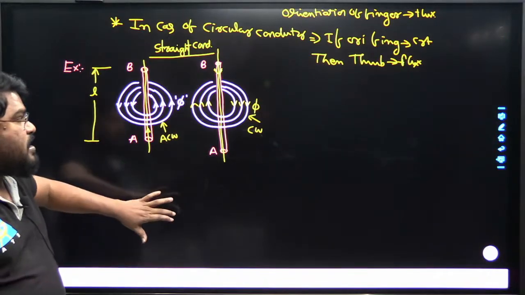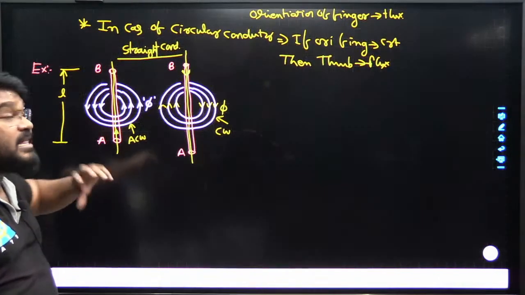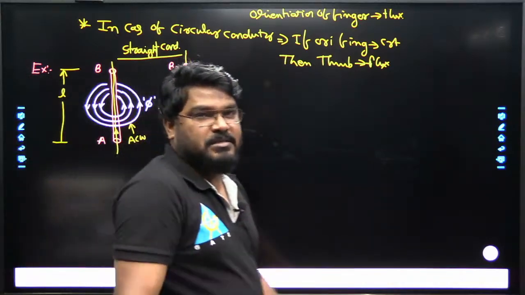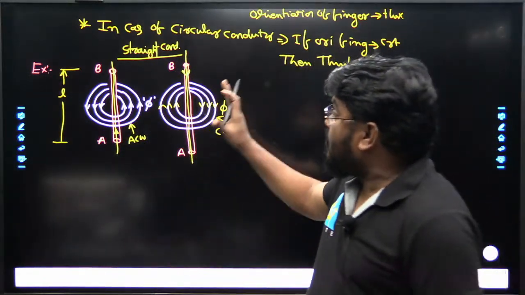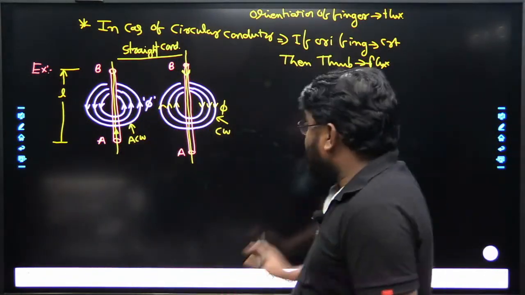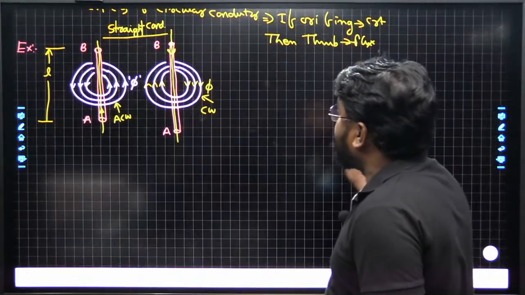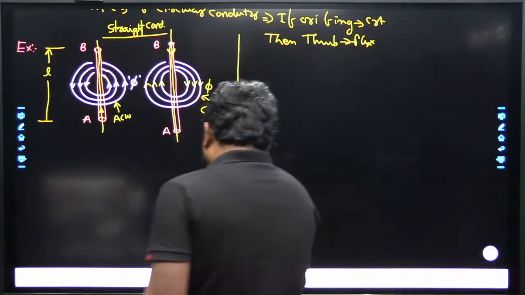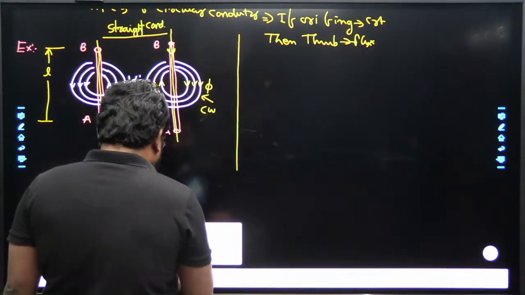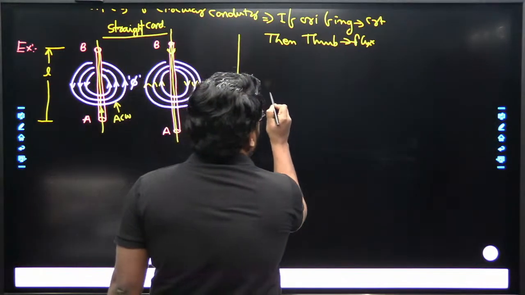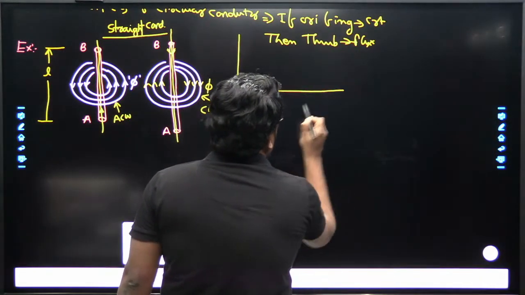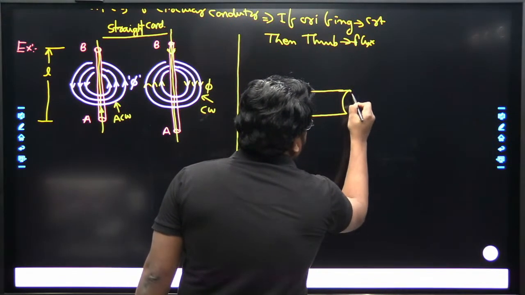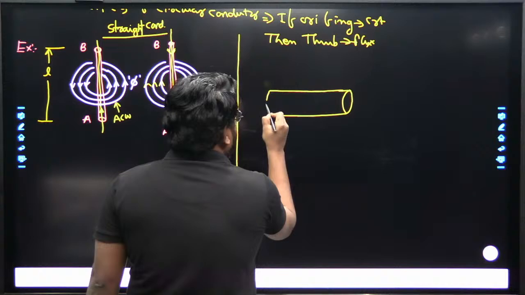Next, we have one more type of conductor that we can use in transformer construction. The straight conductor is only a single conductor. So what about the other type of conductor? Suppose we have one magnetic core, like this. Let us assume it is one magnetic core.